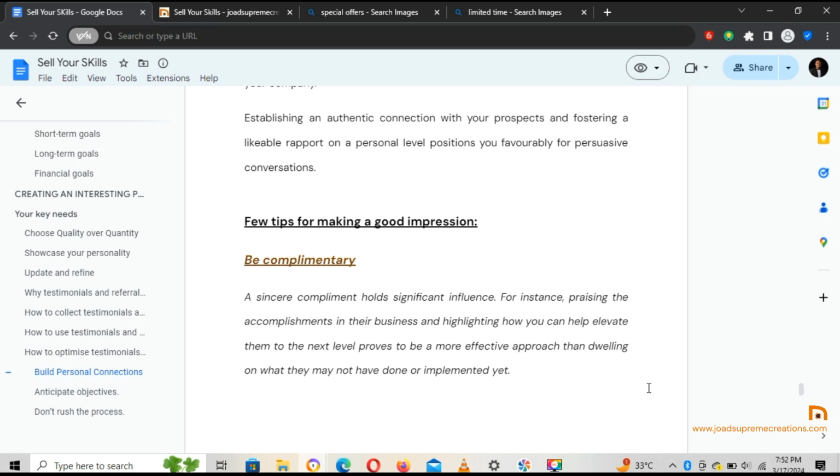Now, a few tips for making a good impression. These are some of the things that you must consider. Be complimentary. All right. A sincere compliment holds significant influence. For instance, praising the accomplishments in their business and highlighting how you can help elevate them to the next level proves to be a more effective approach than dwelling on what they may not have done or implemented yet. But the thing is that you shouldn't start by pointing out the errors.